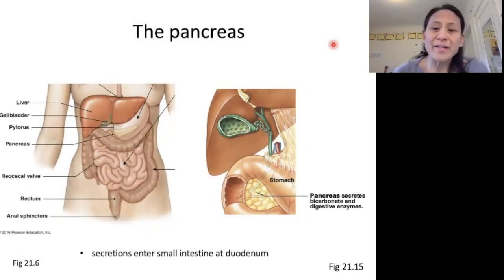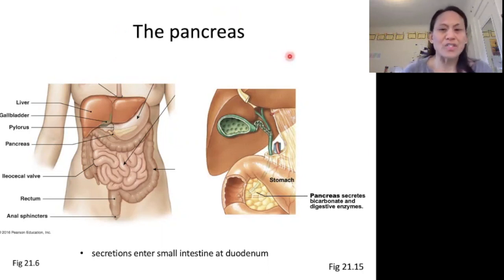Okay, so I want to remind you that we do have some accessory organs that are going to help us with the process of digestion in the small intestine. One of those accessory organs is the pancreas. So we're going to spend a little bit of time here talking about the pancreas.